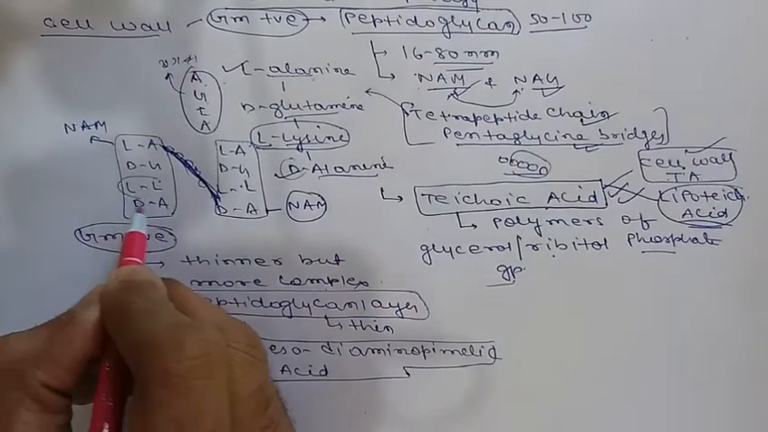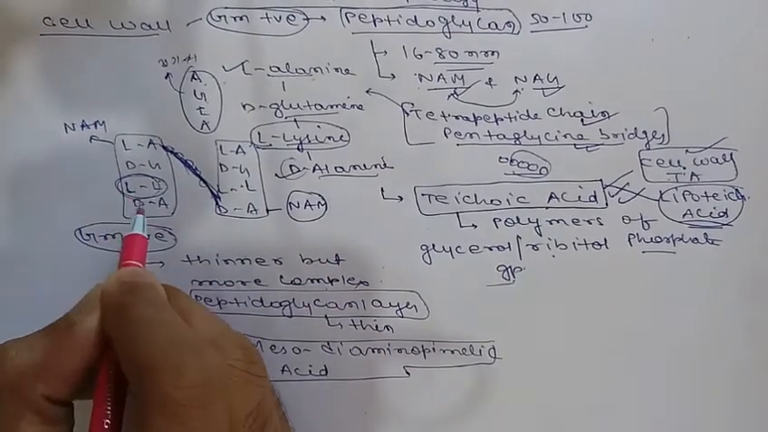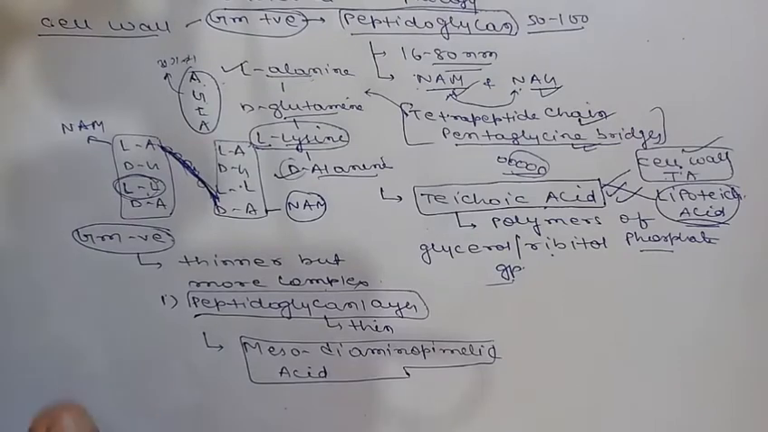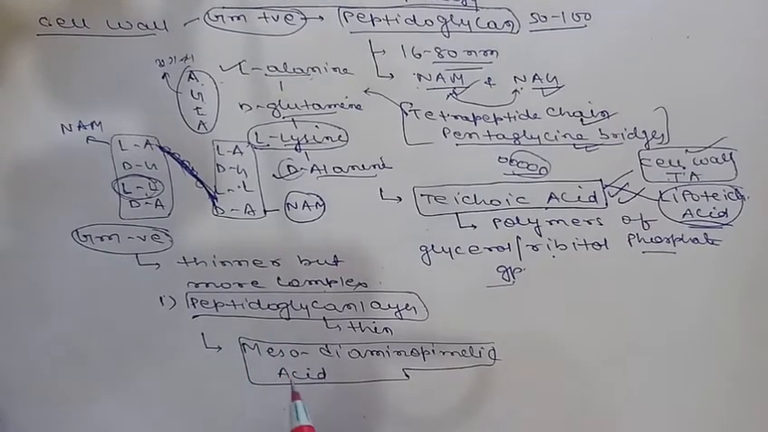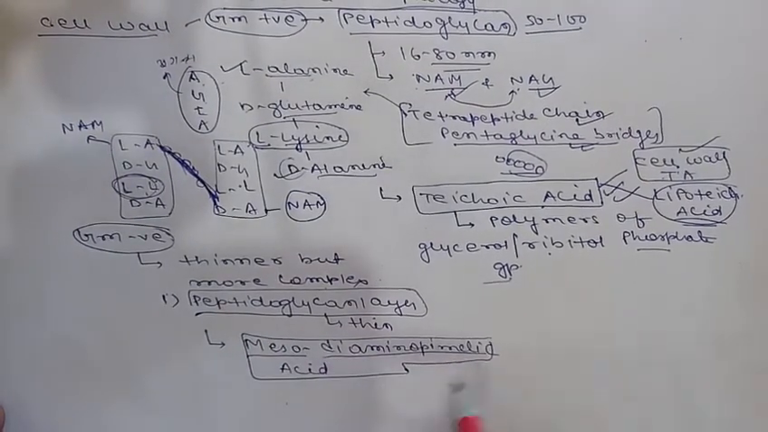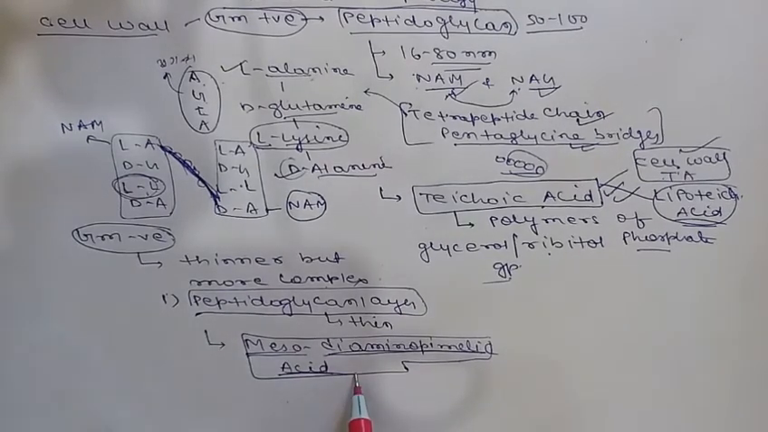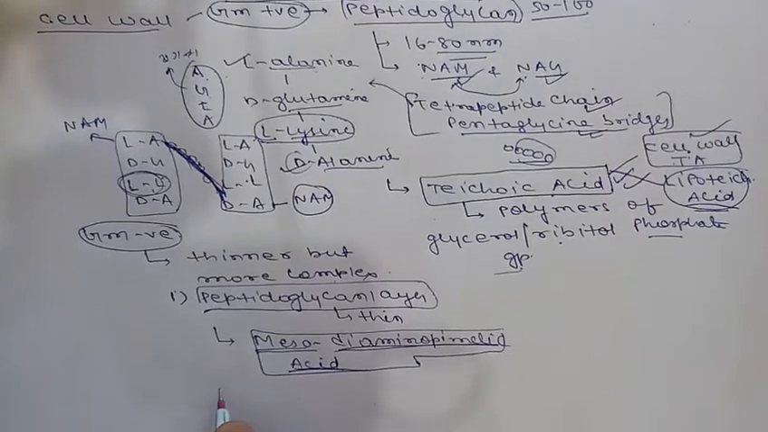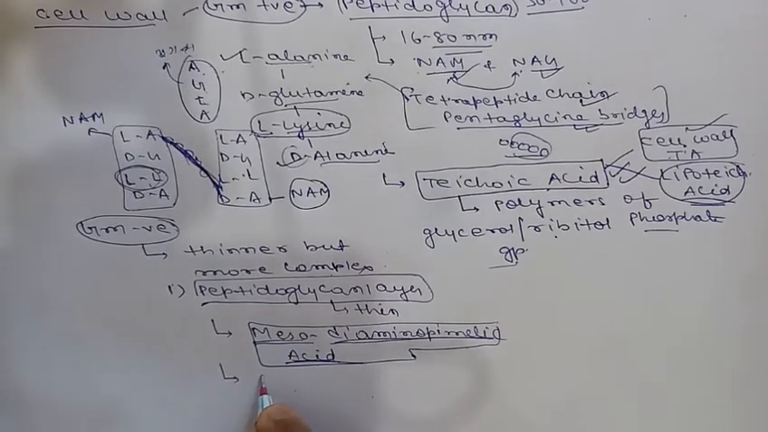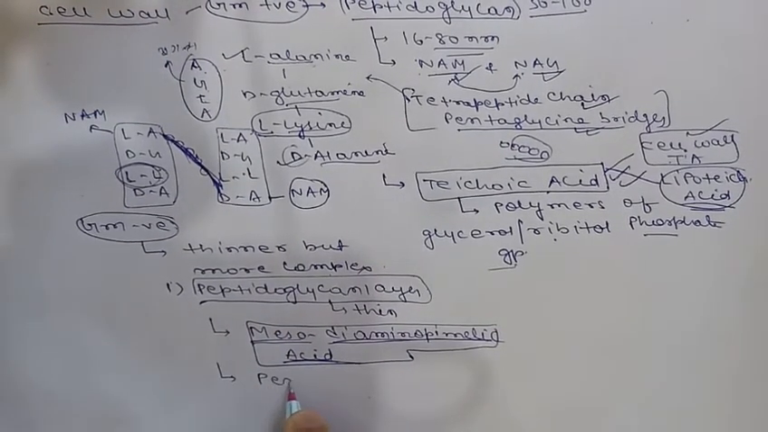In gram positive bacteria, the third position was occupied by lysine. But when you talk about gram negative bacteria, the third position is occupied by meso-diaminopimelic acid. What is the name? Meso-diaminopimelic acid. Clear? No problem here.